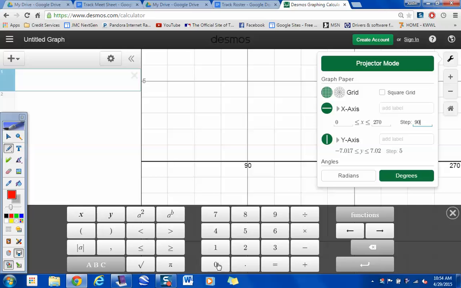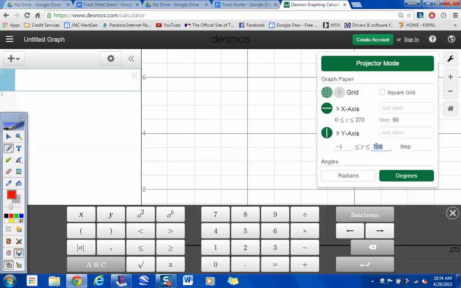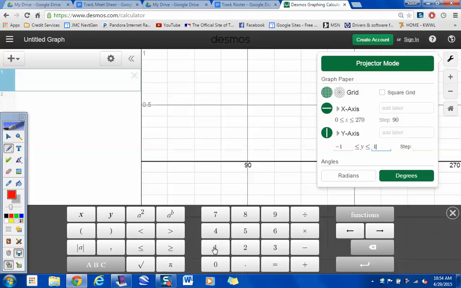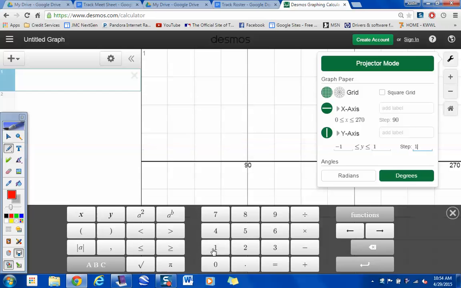Okay. And then talk to me about cosine values, guys. Cosine values, what do they range from? What's the lowest a cosine usually gets to? -1. And what's the highest it gets to? 1. Positive 1. So down here for the y values, I might change those y values to -1 up to what? Up to positive 1. And how about a step of 1? Okay.